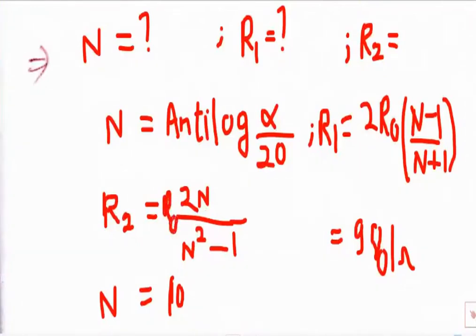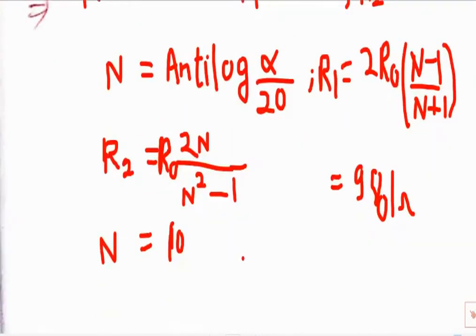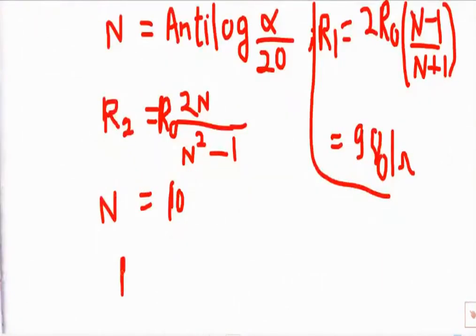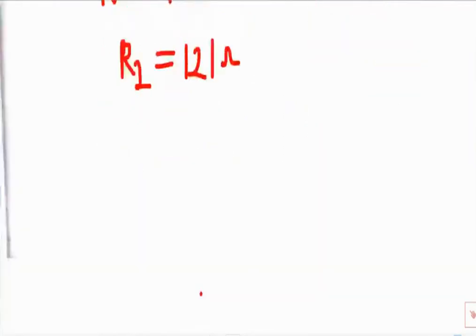Similarly, substitute the value of capital N in the formula for R2. Formula is R0 times 2n upon n square minus 1. R2 comes out as 121 ohm. What is R2? Shunt arm resistance. What is R1? Series arm resistance. And last step is you must draw the circuit diagram.